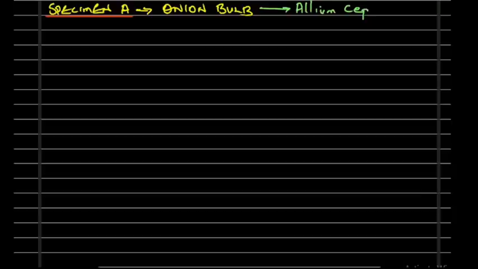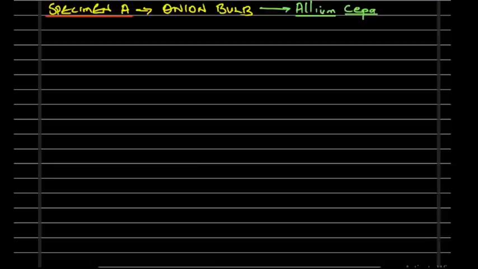Specimen A, like we said, it's the onion. The onion bulb is our specimen A. So what have we got to talk about the onion bulb? The onion bulb botanically is called the allium cepa. We have its botanical name called the allium cepa. That is its botanical name.